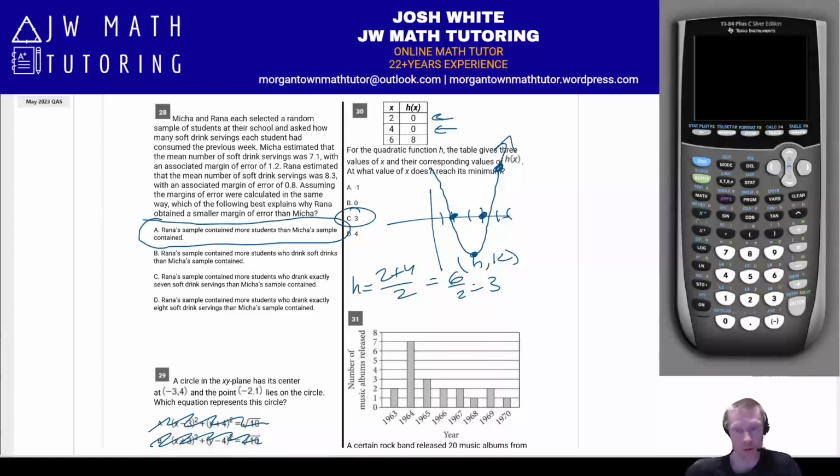The minimum value will occur at the vertex, and the x-coordinate of the vertex is equal to the average of your two x-intercept values.